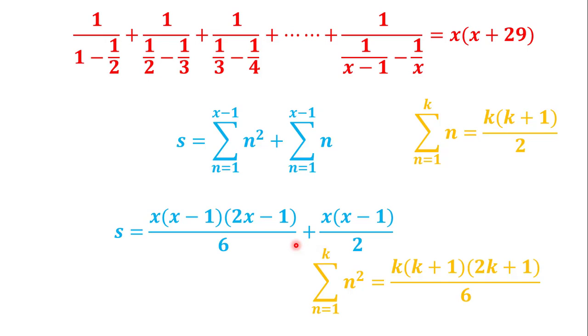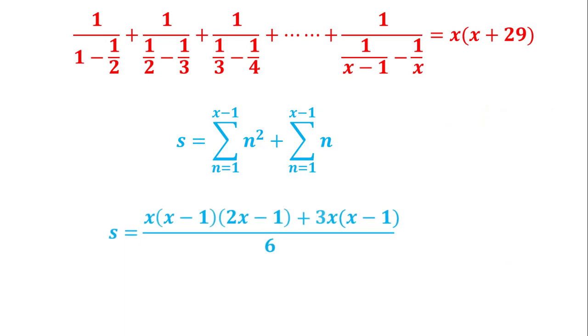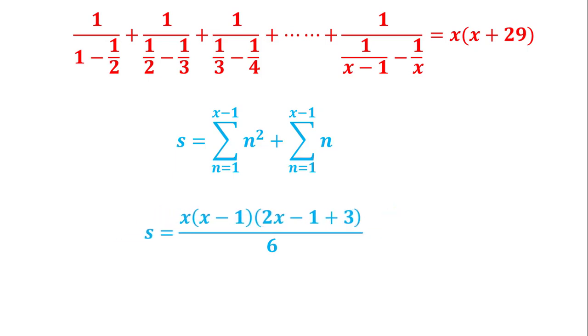We need to make a common denominator. X times x minus 1 is a common factor, so we can factor it out. Minus 1 plus 3 is equal to 2. We can factor out 2 from this parenthesis, and then 2 and 6 can be simplified. And we're going to get x times x minus 1 times x plus 1 over 3.